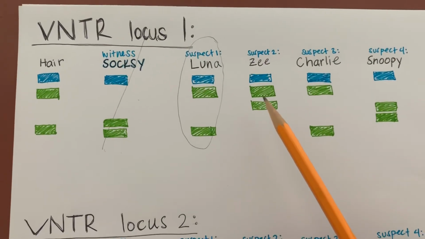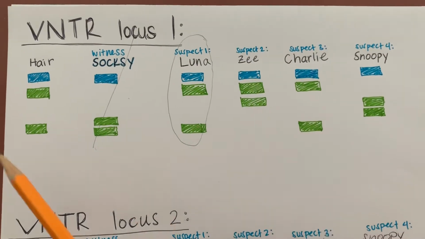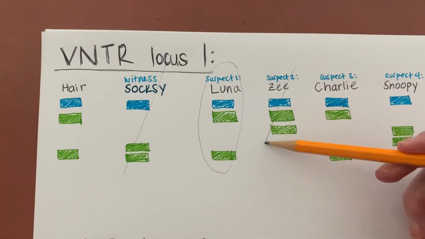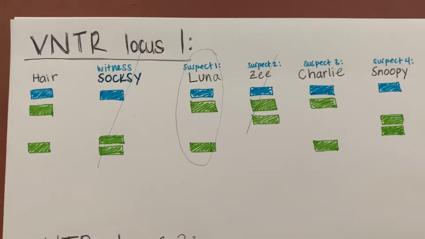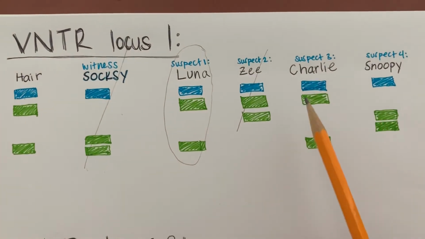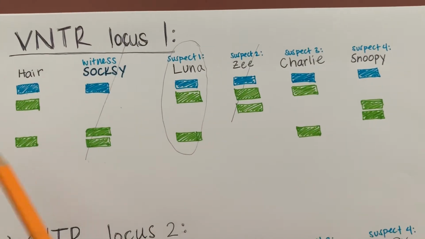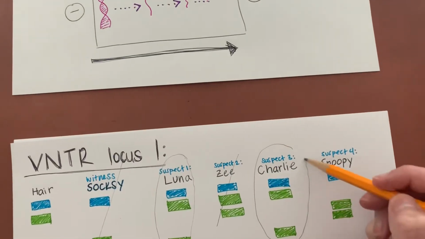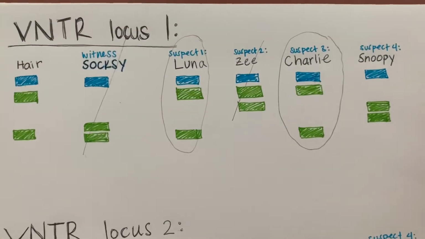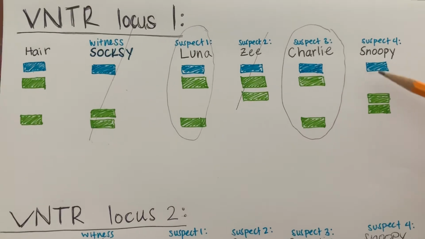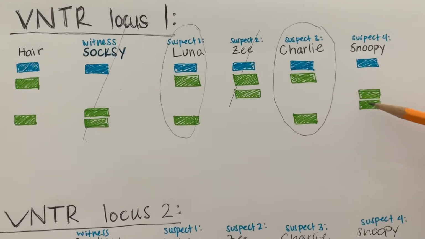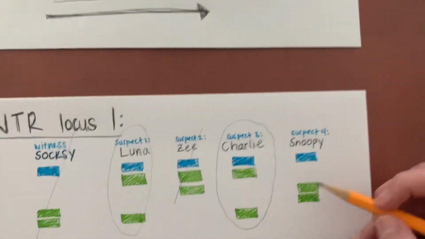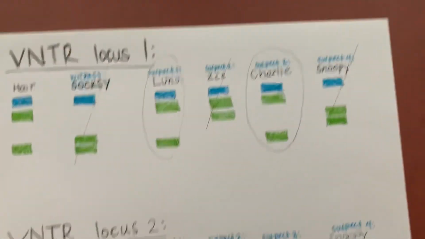Z, then, on the other hand, you can see that all 3 bands are not identical to the hair sample, so he can also be eliminated as a suspect. Now, Charlie, he does have all 3 bands identical, so he is now also a prime suspect. And Snoopy, he only has 2 of the bands the same, and this one is not the same in the evidence, so he can also be eliminated as a suspect.